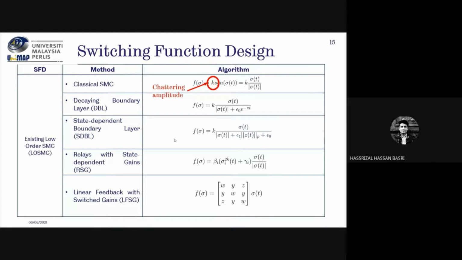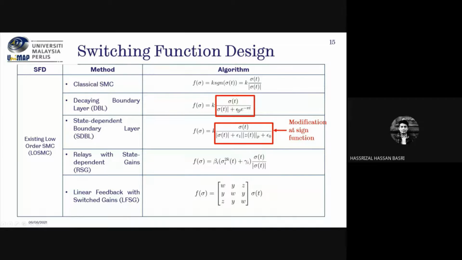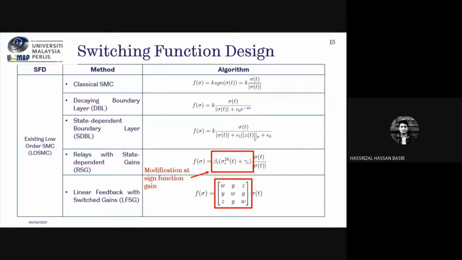So I consider a few examples in the literature of which methods modify the signum function and which methods modify the gain. We have DBL, decaying boundary layer, and also state dependent boundary layer. You can see that the signum function is now changed to a new function, which we call a boundary layer. So these methods do the modification at the signum function. Then the examples that modify the gain are RSG, related with state-dependent gains, and also linear feedback with switch gain, LFSG. So these are the existing methods.